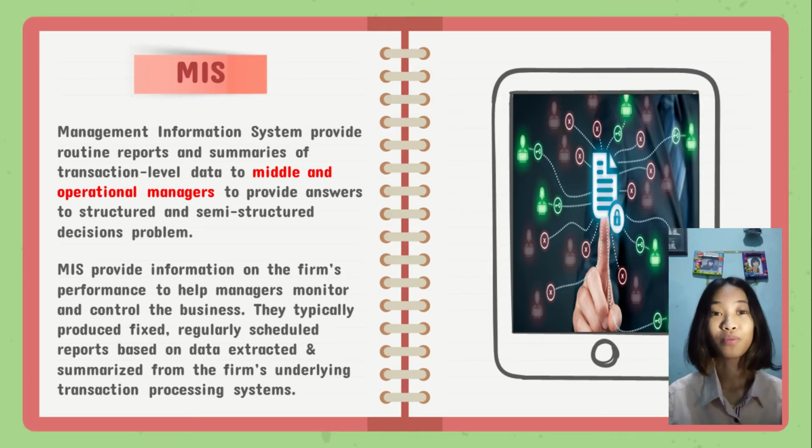Now I will explain about management information systems. Management information systems provide routine reports and summaries of transaction-level data to middle and operational managers to provide answers to structured and semi-structured decision problems. They also provide information on the firm's performance to help managers monitor and control the business. They typically produce fixed, regularly scheduled reports based on data extracted and summarized from the firm's underlying transaction processing systems.